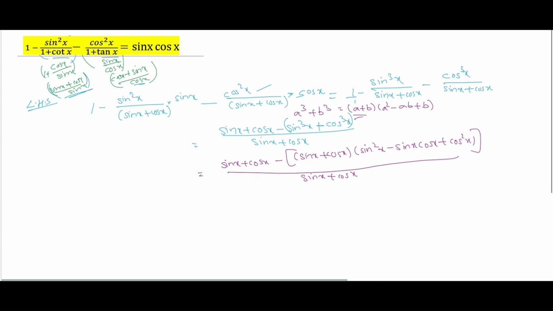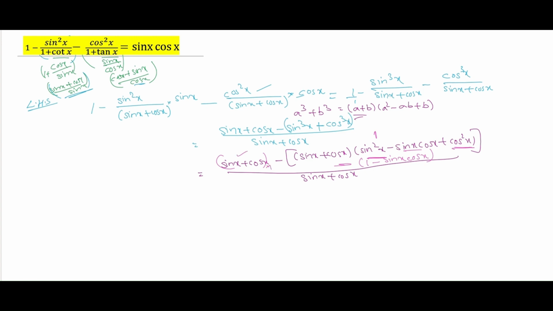Now, in this, if we see here, sin square x plus cos square x is 1. So, in place of these two, we can write 1. Then, this particular term will become sin x plus cos x into 1 minus sin x cos x. Now, this is the first term we have, and then the second term. This is nothing but into 1.